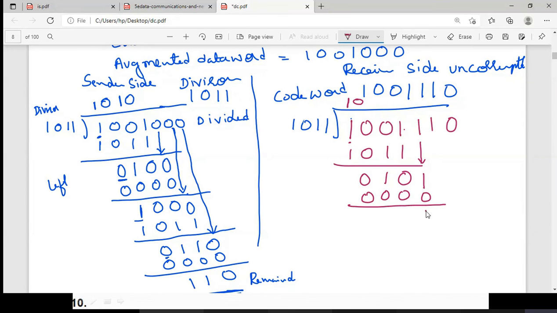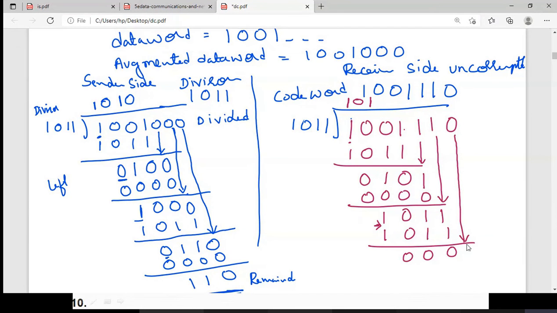Okay, so apply the XOR operation: 1 0 1. You still have some more bits, take those bits and make it 4 bits. Here check the leftmost bit, it is 1. So write 1 in the quotient, 1 into the divisor. You will be getting 1 0 1 1. So this is 0, this is 0, this is 0. Next we have one more bit, take down one more bit, 0.